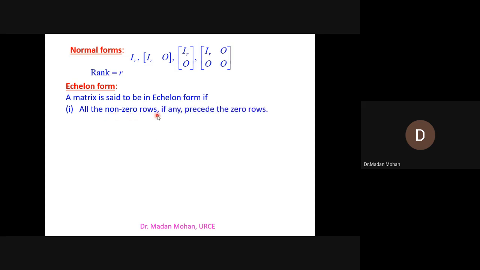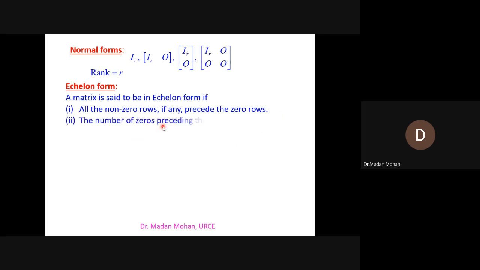Echelon form. To explain this, I've taken this. A matrix is said to be in echelon form if all the non-zero rows, if any, precede the 0 rows.